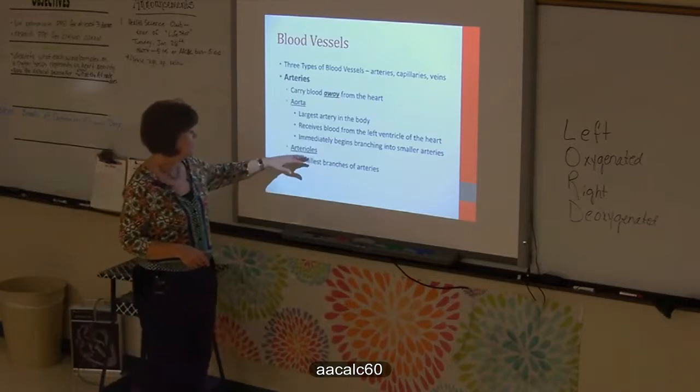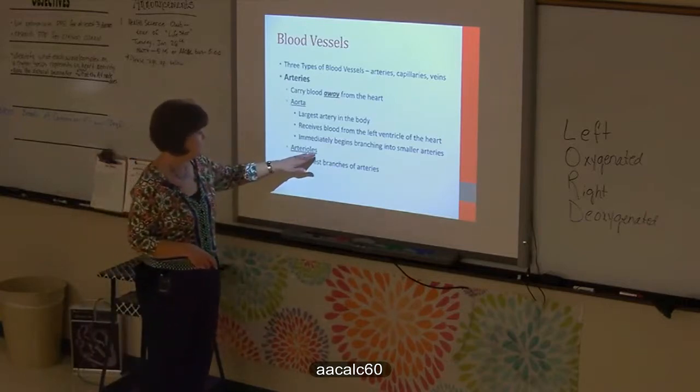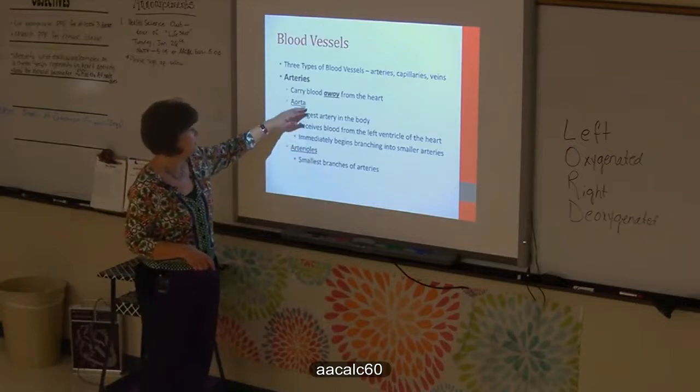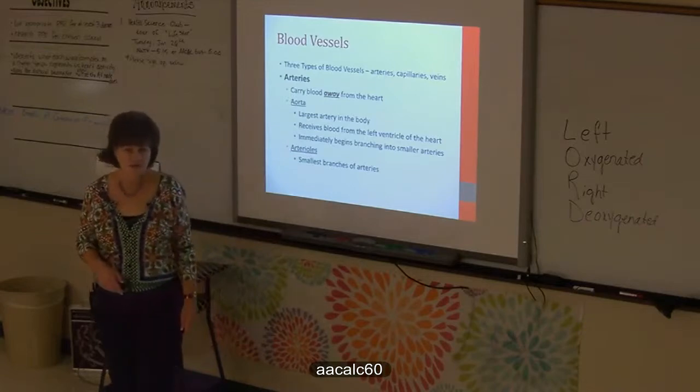So the smallest vessels are called arterioles. Arterioles. Oles means small arteries, small arteries. So the aorta is the largest artery, and arterioles are the smallest.